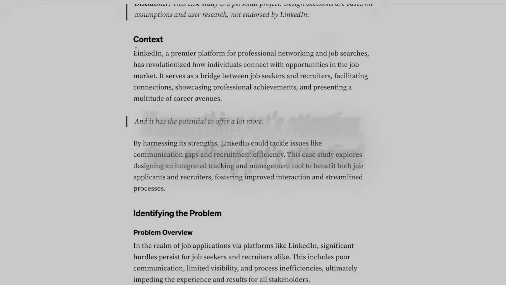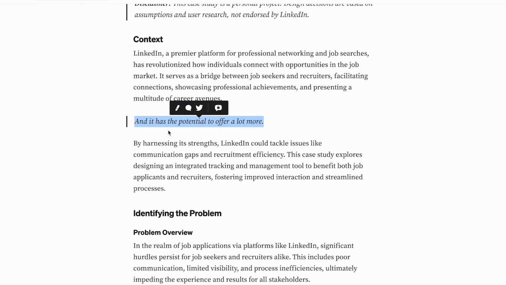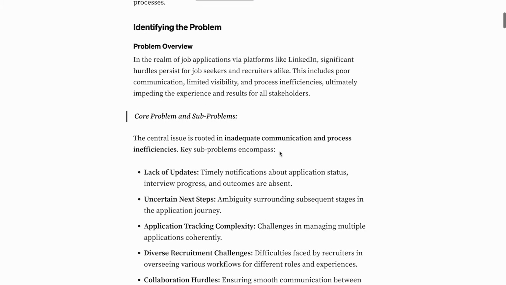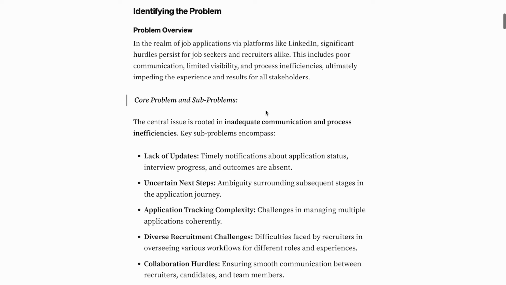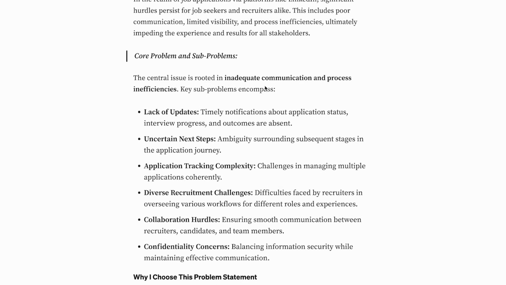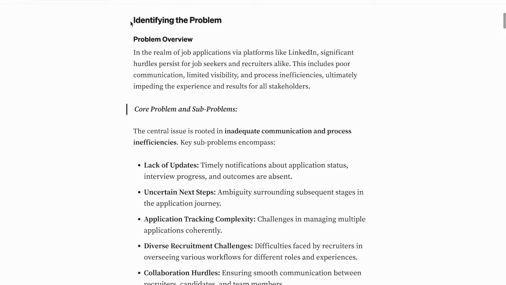So here it's very clear. There's one paragraph, there's a callout, it focuses my attention over here, and then you've got another paragraph, very clear and crisp. Now, moving on to my favorite part, which is identifying the problem statement, because 90% of the people get it wrong here. Okay, so let's read everything, and then I'm going to give my feedback. So, identifying the problem, problem overview.